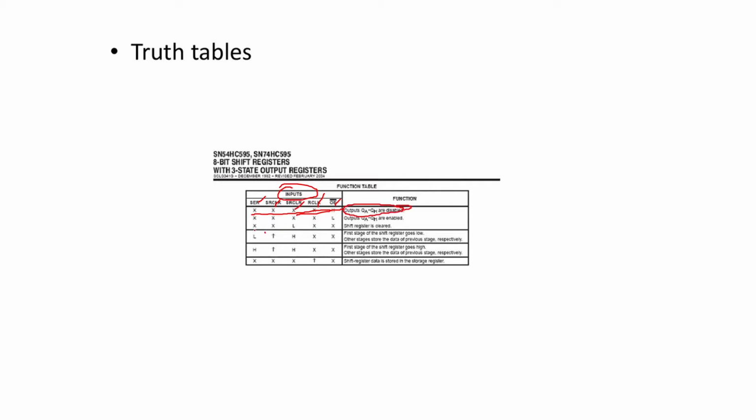Like that, you can give combinations of many inputs here, and you can give combinations of many functions here which can take place. So that is nothing but truth tables, which will give you the input output relationship for a particular component or a device or a system.